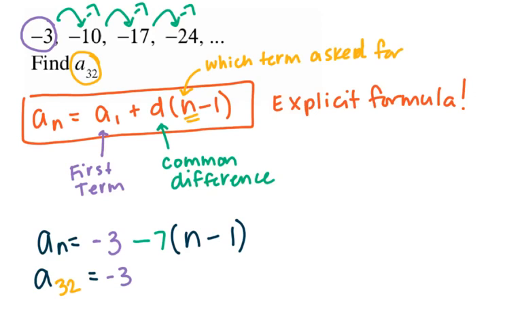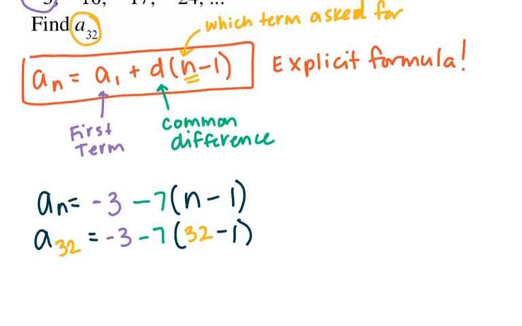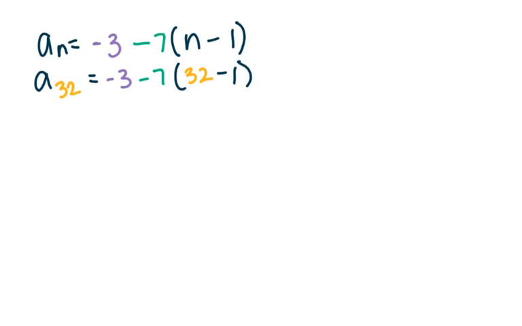So now to find a sub 32, we're going to keep everything else the same. We're starting with -3, we're subtracting 7, and we're going to subtract it 32 minus 1 times. And again, the reason we have that is because if we're starting on term 1 and we're hopping to term 32, we're going to hop one less than the number of terms we have. And so then it's just a matter of simplifying this carefully and remembering your order of operations.